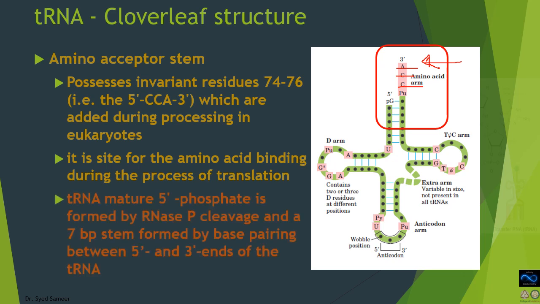The tRNA mature 5' end is also synthesized after the synthesis process. It's also a post-transcriptional process, and it's formed by RNase P cleavage. And this arm also contains a 7 base pair stem, by which it is characterized in length.